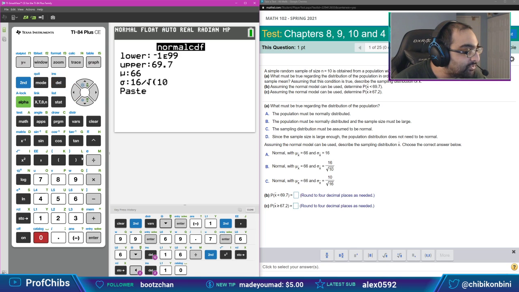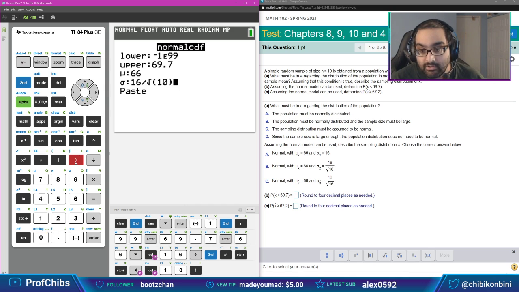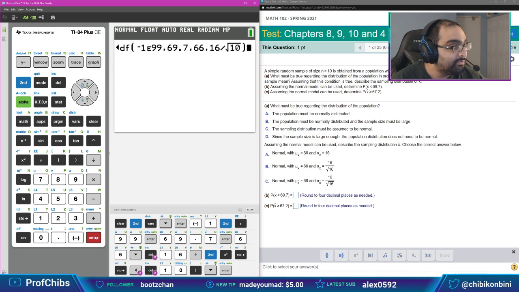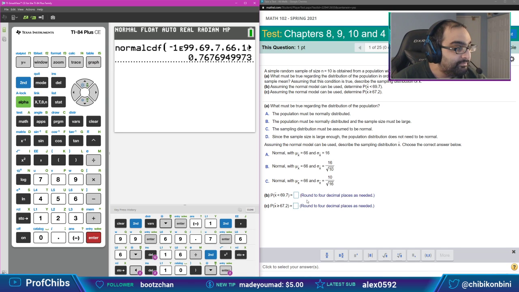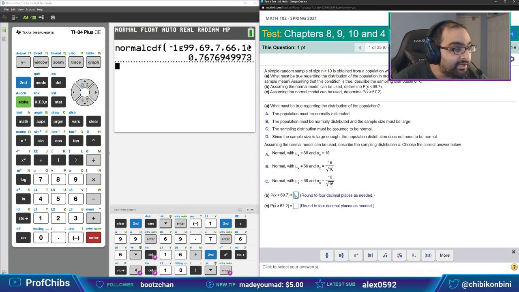16 divided by the square root of 10, and remember, close it off. And then we want to hit paste. So this is what we should have here as our numbers respectively. And then we want to hit enter on that. And so here we get 4 decimal places, so 0.7677 will be our first one here. All right, so that's the first part there.